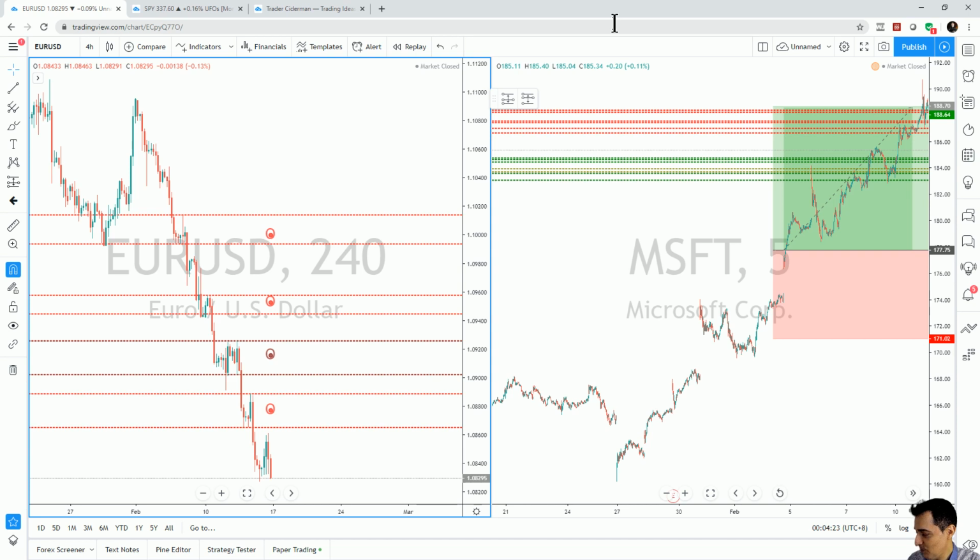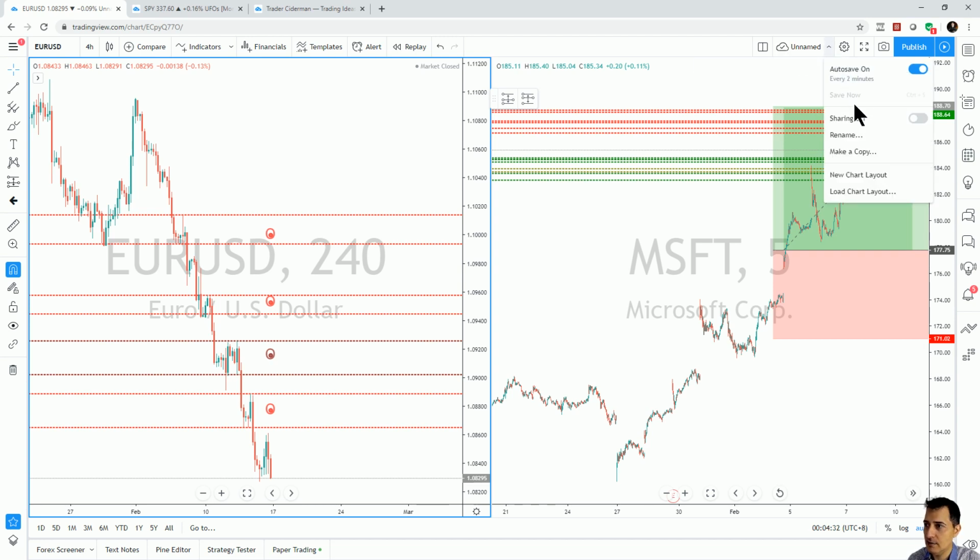Mario, Jose, could you please show how to save a chart? Yes, so I just did. You either click on the little cloud or the drop-down menu and click Save Now, which now is grayed out because there's nothing to save. Or you make sure auto-save is on and then it auto-saves every 2 minutes.